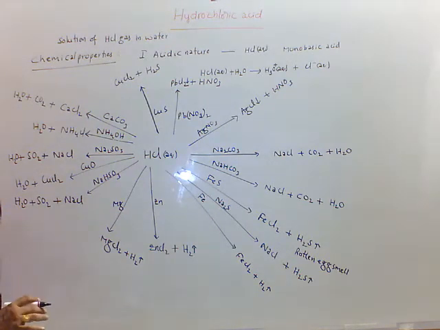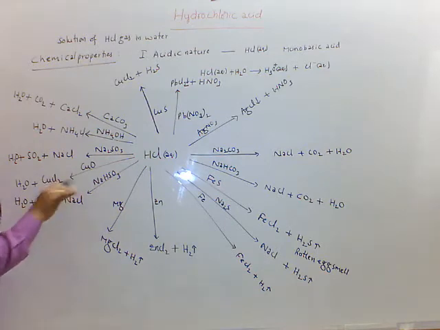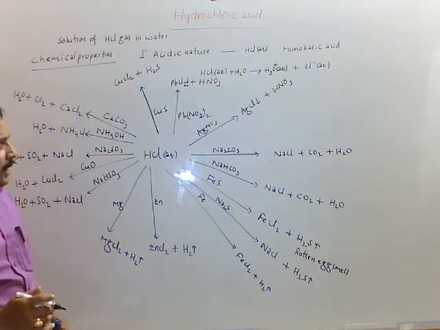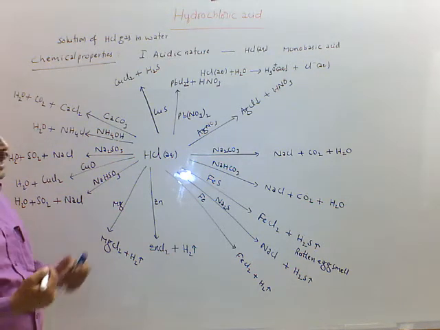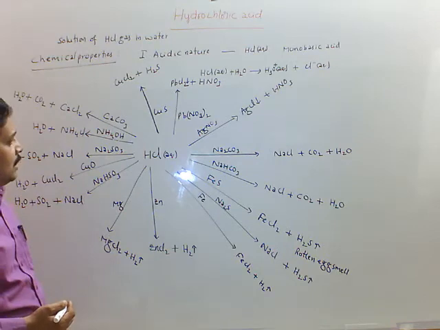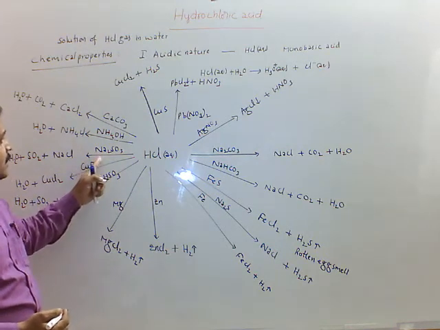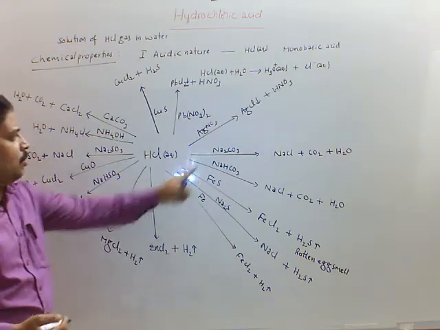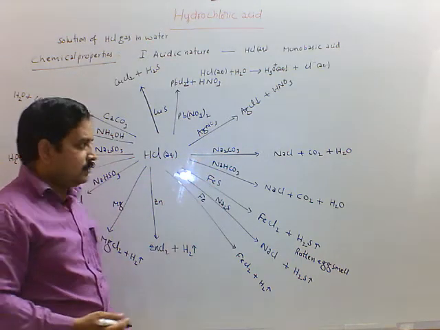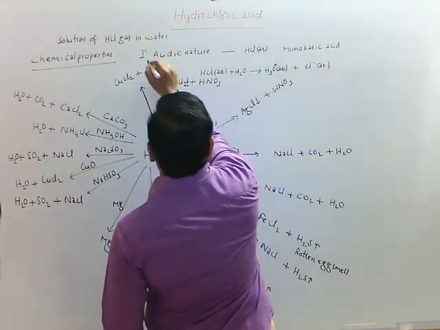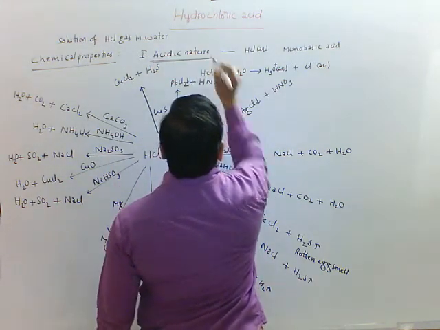These are the chemical properties of hydrochloric acid with metals, metal halides, metal nitrates, metal sulfides, hydroxides, bisulfides, carbonates, bicarbonates. Second chemical property is, this is about comes under acidic nature only.